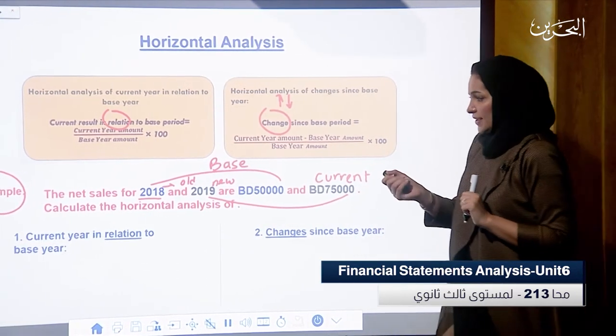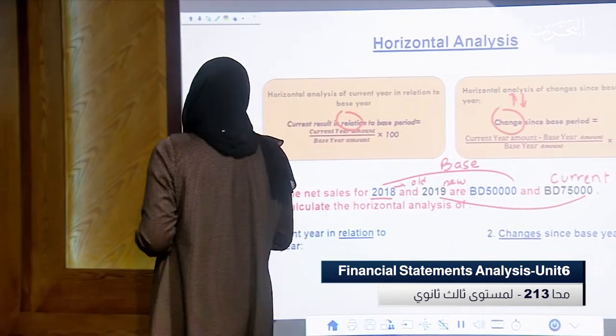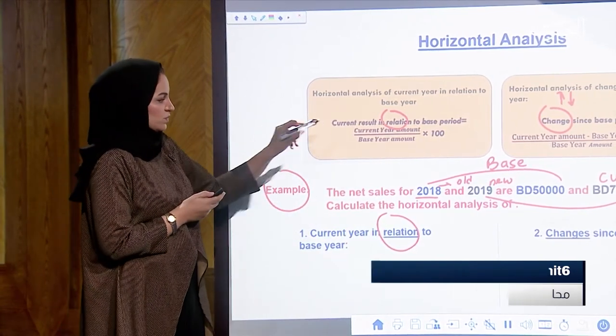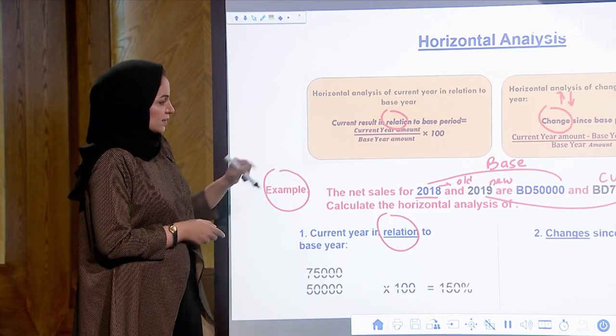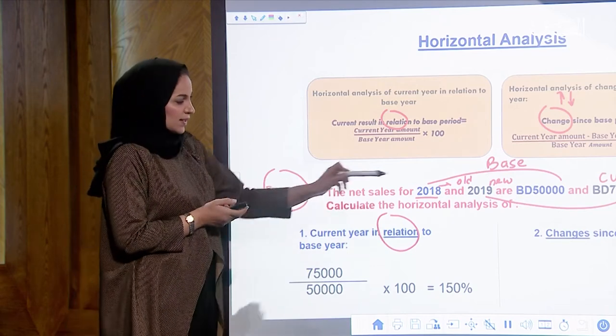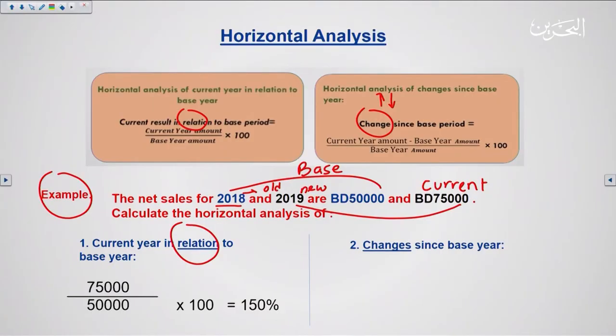Let's see the requirement. Current year in relation to base year. Relation means we have to apply the first formula, which is current year divided by the base year multiplied by 100, equal 150%. Let's see the second requirement. Change since base year. Change means the second formula. It means current minus base amount divided by the base amount. So let's see the answer. It's 75,000 minus 50,000 over 50,000 multiply by 100 equal 50%.